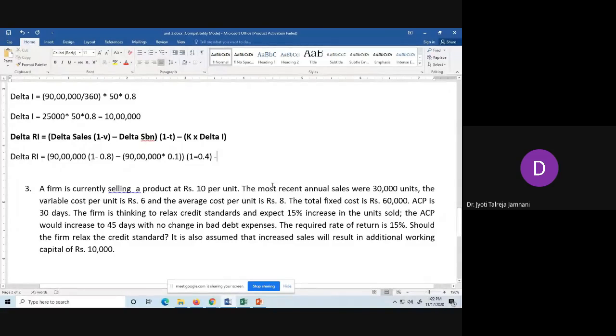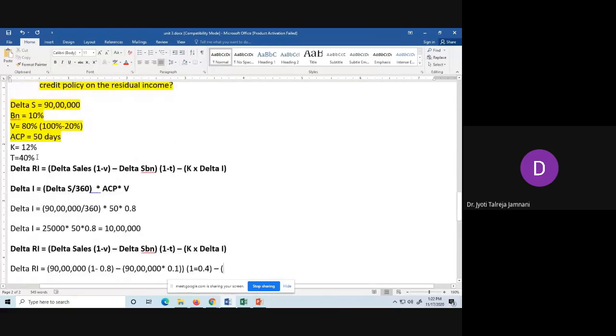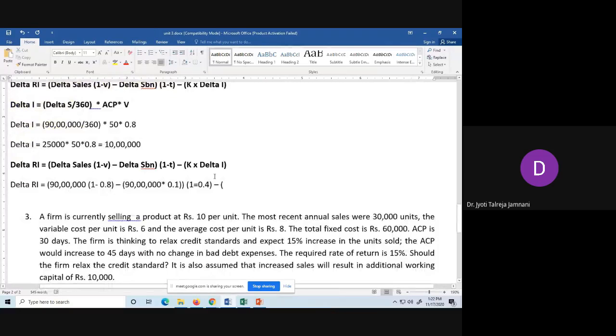Minus K. The value of K is given here. Tax rate and K, if you see, the value of K is 12%. So 12% means 0.12 into delta I, which you have calculated 10 lakh rupees. So we have to multiply 0.12 with 10 lakh rupees.